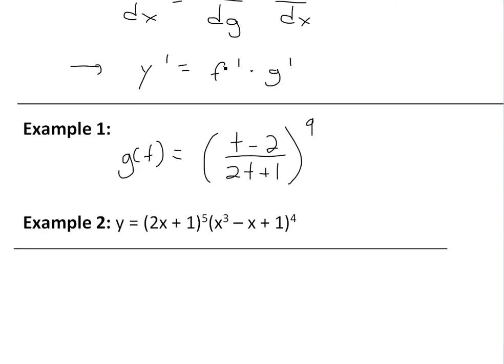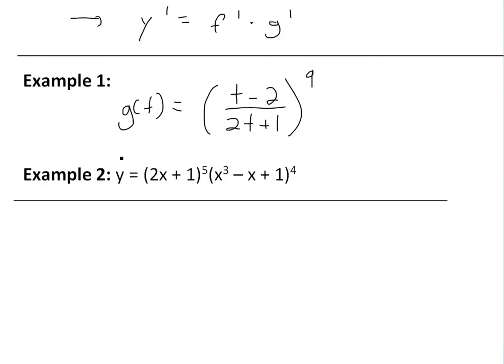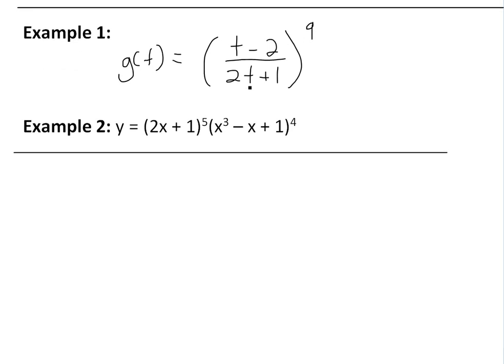So now let's look at these two examples right here. Let's go over example 1 first, which states g of t equals (t minus 2) all divided by (2t plus 1), and all to the power of 9. In this one we're going to apply the power rule, quotient rule, and chain rule all in one. I'll show you what I mean by that.